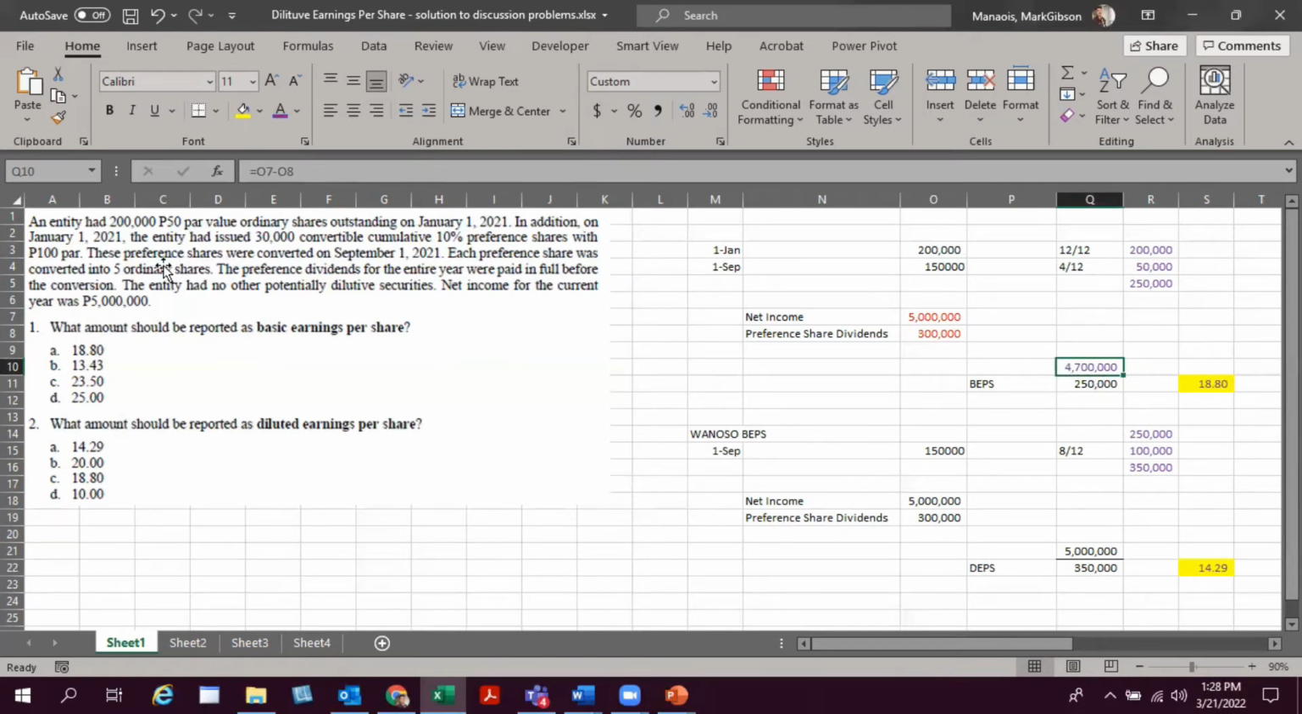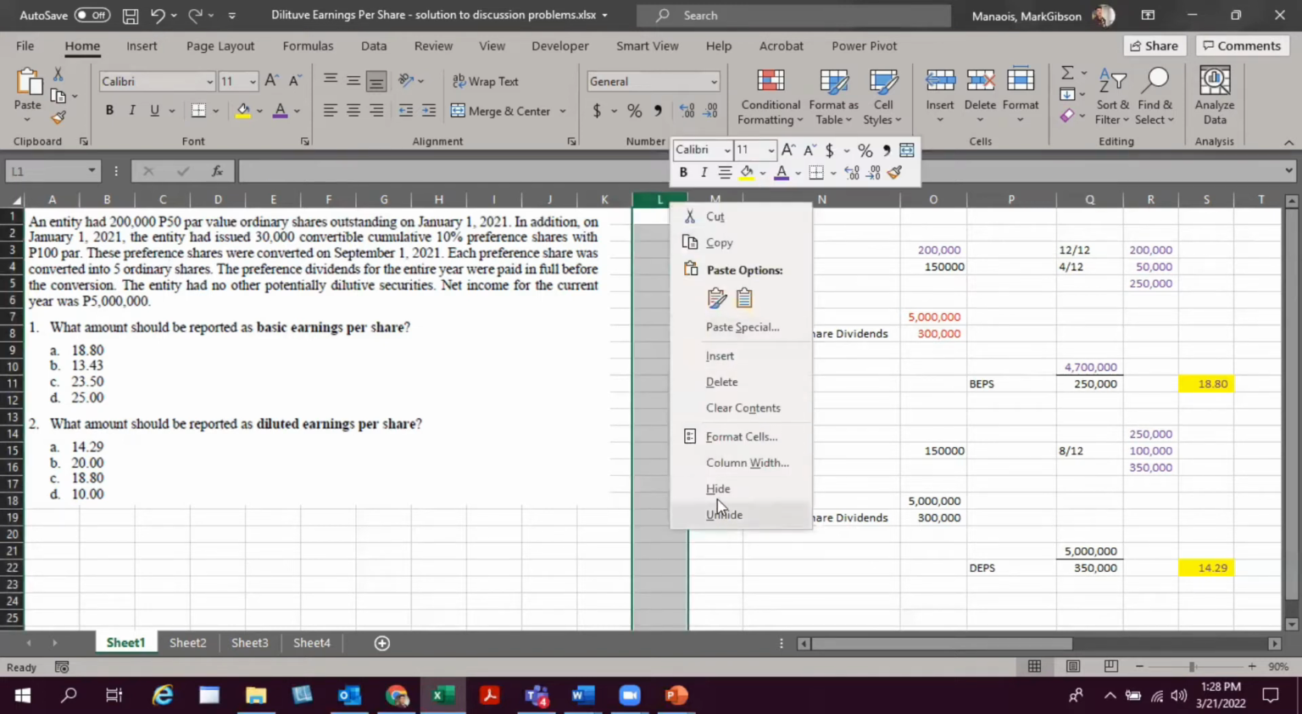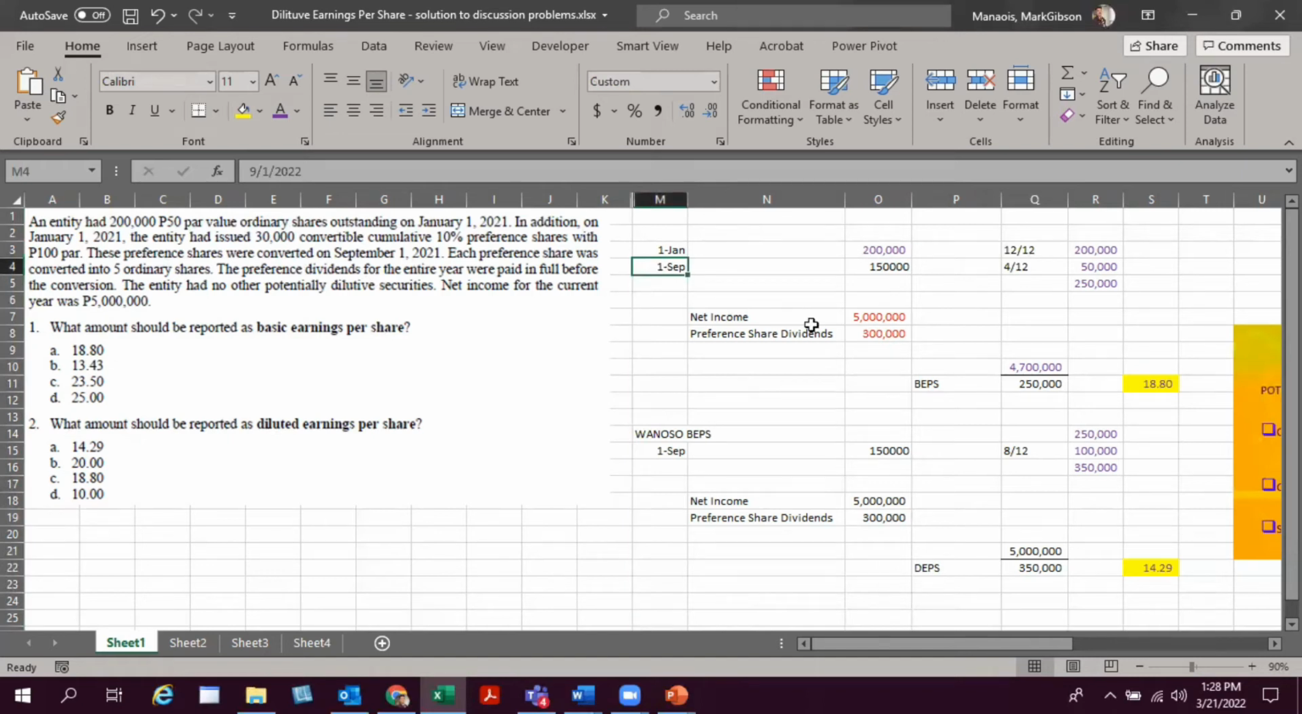Ngayon, pag-usapan natin yung weighted average number of shares outstanding. So we have ordinary shares, 200,000 outstanding on January 1, 2021. To get the weighted average number, that would be 12 over 12, so that's outstanding for the whole year. Now, kailan ba na convert yung preference shares? Take note, the preference shares were converted on September 1, 2021. So September 1, 2021, that's 30,000 multiplied by 5.